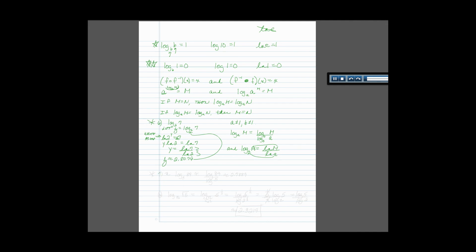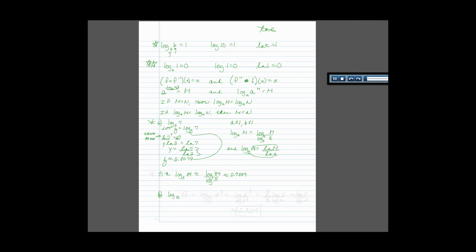So let's look at example 7a. It says approximate log base 5 of 89. Well, it should be approximately equal to the log base 10 of 89 over the log base 10 of 5. Put that in your calculator and you're going to see it's about 2.7889. Alright, let's do another one. You just have to memorize this formula.